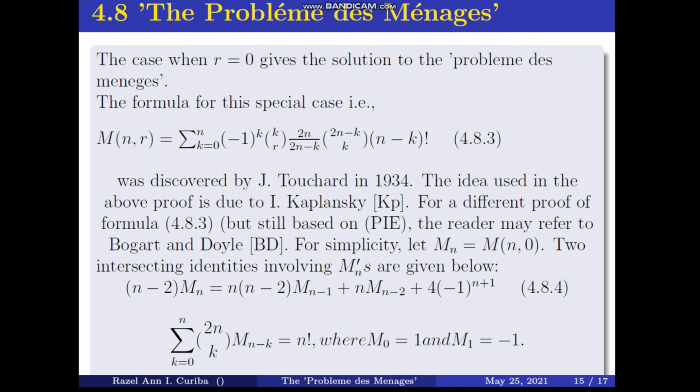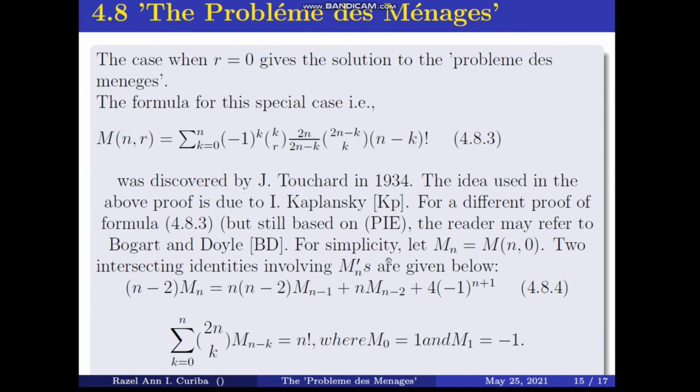The case when r is equal to 0 gives the solution to the Problème des Ménages. The formula for this special case is this one. It was already shown in 4.8.3. It was discovered by J. Touchard in 1934. The idea used in the above proof is due to I. Kaplansky. For a different proof of formula 4.8.3, but still based on PIE, the reader may refer to Bogart and Doyle.